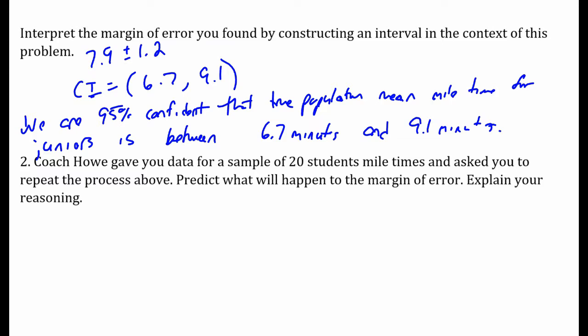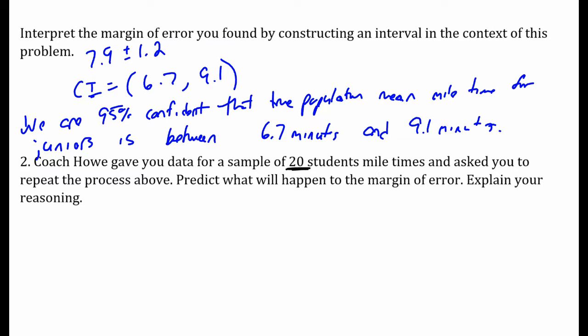We used our interval and we interpreted that margin of error. Coach Howe gave you data for a sample of 20 student mile times and asked you to repeat the process above. What's going to happen to our margin of error? Well, Coach Howe knows, as the great statistician that he is, that a confidence interval of 6.7 minutes to 9.1 minutes isn't that helpful to him. He knows that students generally run between 6.7 minutes and 9.1 minutes a mile. That doesn't give us a small enough interval for the true population mean. So instead of working with 10 students, he gave us 20 students to work with.